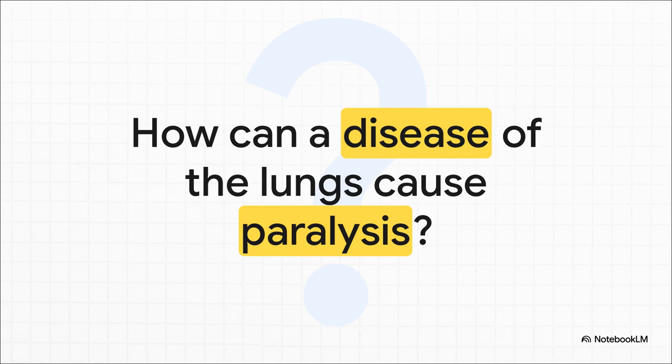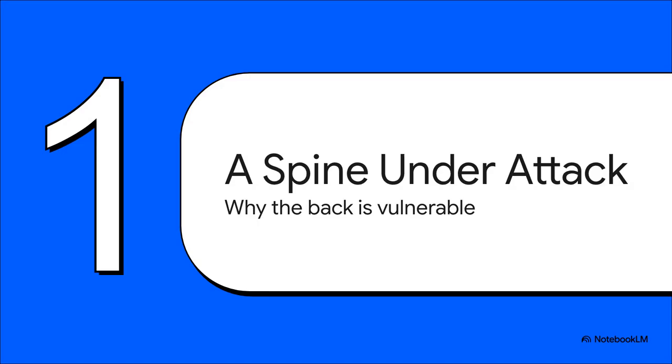The big, kind of shocking question at the heart of all this: how on earth can a lung disease cause paralysis? I mean, it sounds impossible, doesn't it? Well, the answer is all about how TB, this sneaky infection, can actually escape the lungs and set up shop somewhere totally different, our skeleton. And to really get our heads around this, we've got to look at a little bit of anatomy. See, this disease doesn't just show up anywhere. No, it's very picky. It targets a very specific and unfortunately very vulnerable part of our spine. And there are some really good reasons why.